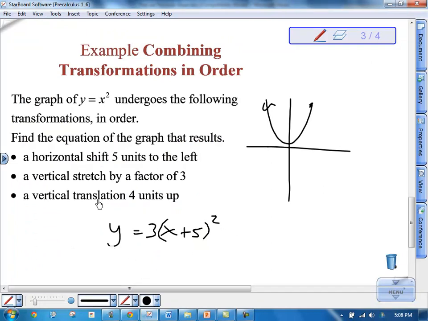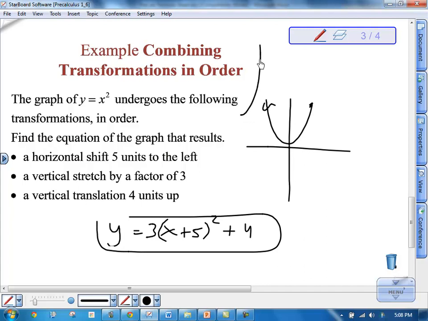And then we need it translated 4 units up. So there's our new function, and it would look different. It's 5 units to the left, it's vertically stretched, and 4 units up. So it would look thinner and way over here.